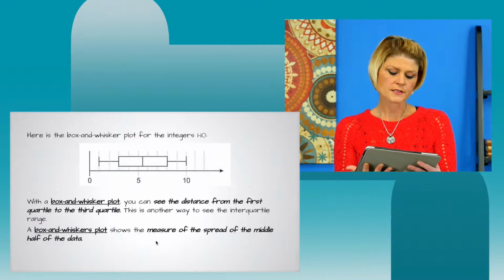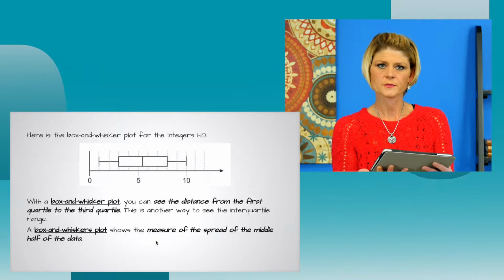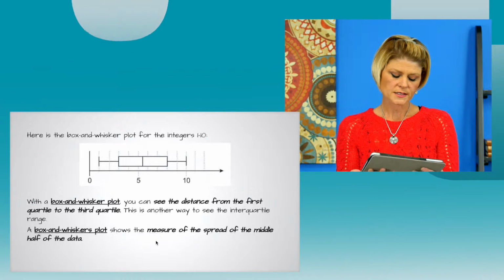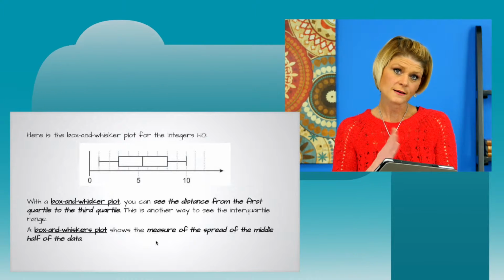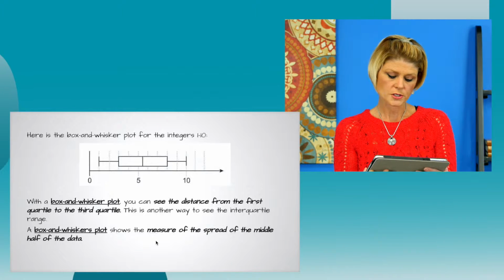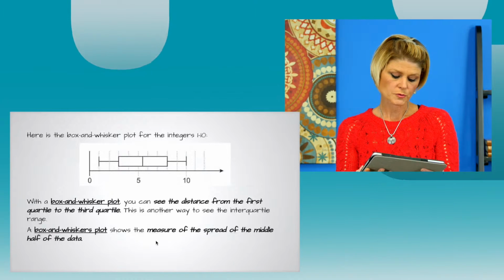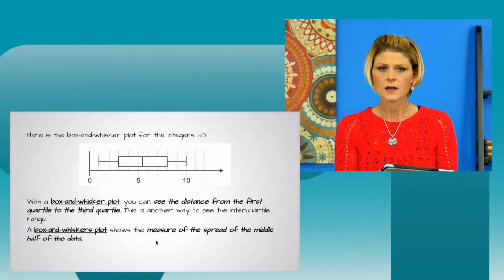So here is the box and whisker plot for the integers 1 through 10 that we talked about at the beginning of this video. With a box and whisker plot, you can see the distance from the first quartile to the third quartile. And this is another way to see the interquartile range. A box and whisker plot shows the measure of the spread of the middle half of the data.